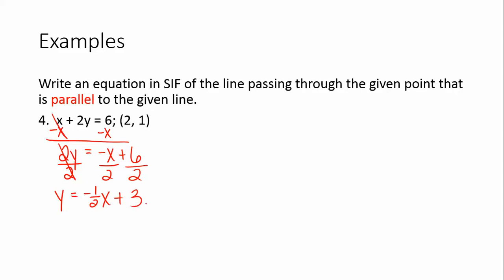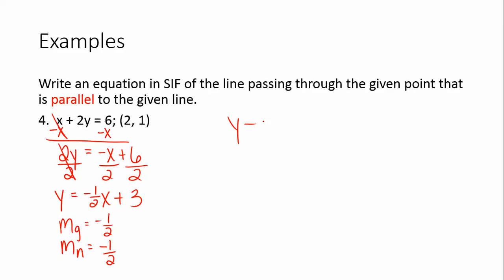Again, we're not really concerned with the number back here. We just want to focus on the slope. So the slope of the given line is -1/2. And the slope of the new line that we're writing is also -1/2. Remember, because they are parallel. So we use point slope form.